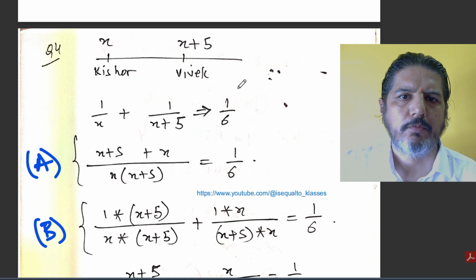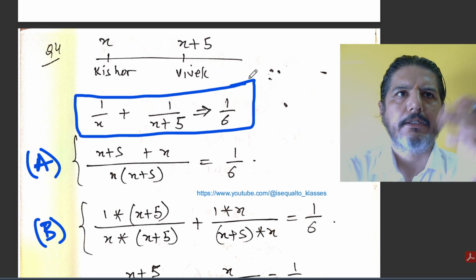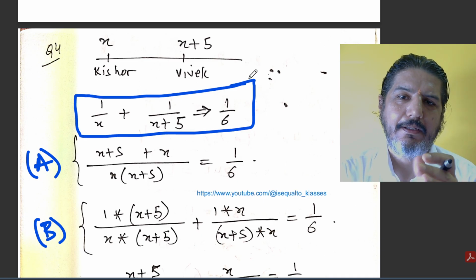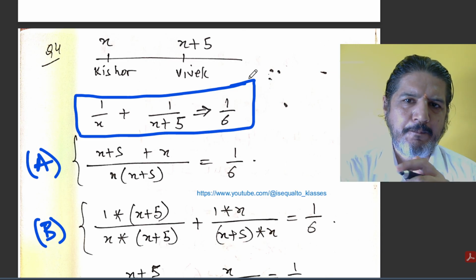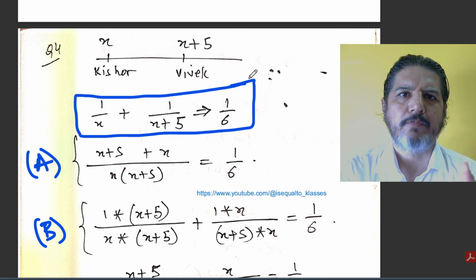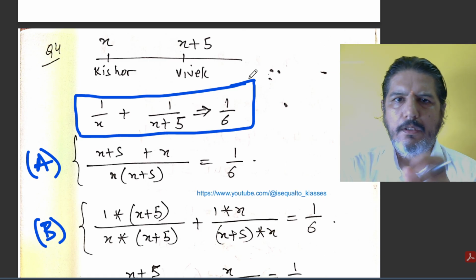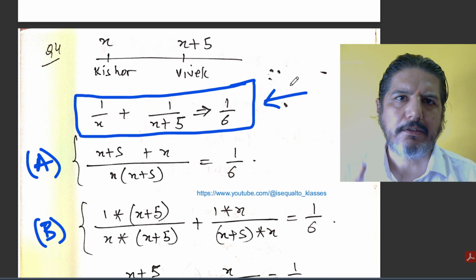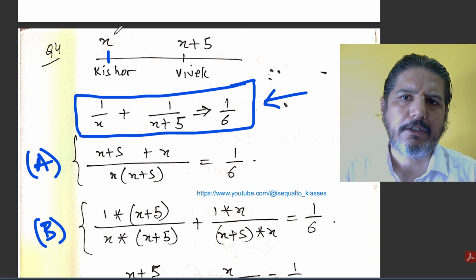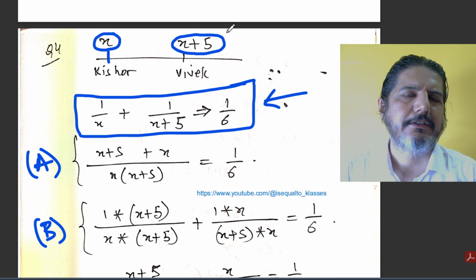So see, this is a simple question, but the main problem that I've seen with students is they are not able to handle adding fractional algebraic expressions. They find a lot of difficulty. But I hope I am able to explain how to solve these kinds of equations. Otherwise the question is simple. This is the step where most students will face difficulty. But let's start the question. You start with assuming that Kishore's age is x, and because Vivek is 5 years older, Vivek's age is x plus 5.